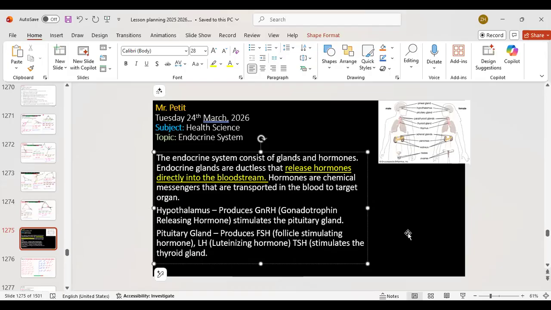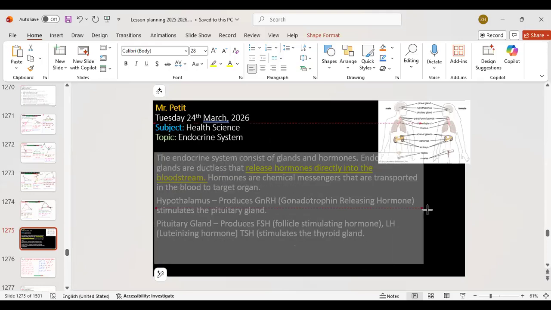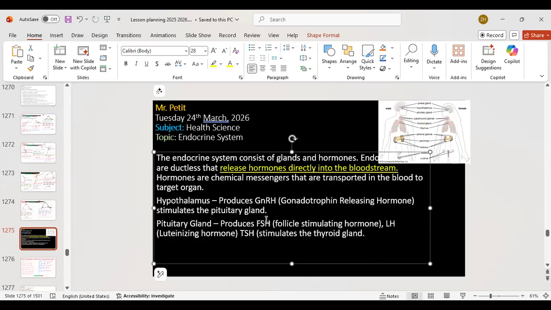Now I'm not going to tell you what all these things mean because it's going to take too long, so I'm just going to say it out loud. FSH, follicle stimulating hormone, and luteinizing hormone, they just help, okay, so for example, right?